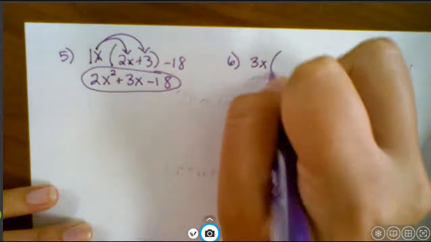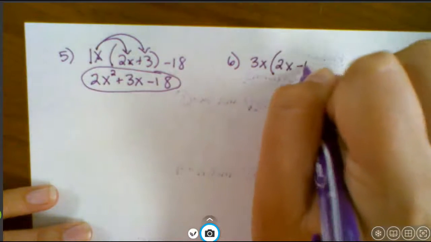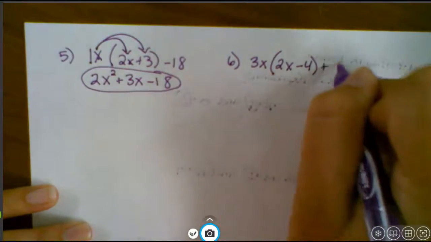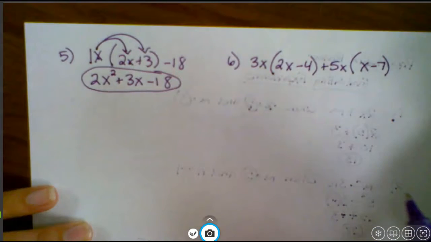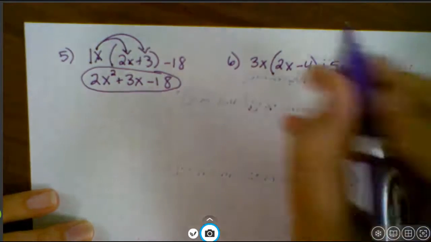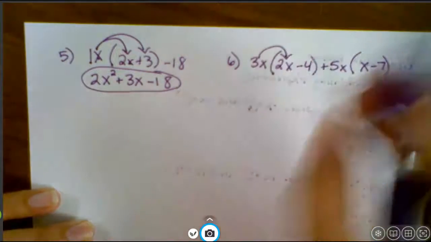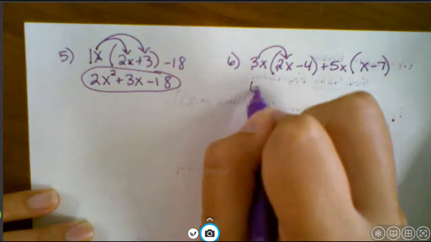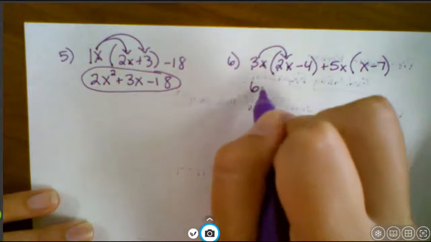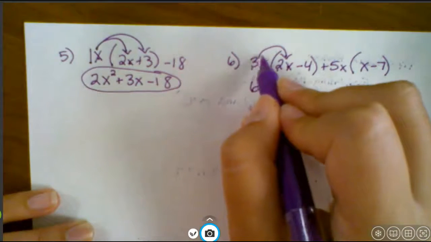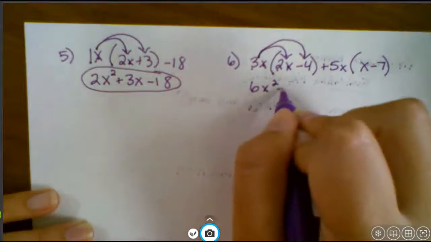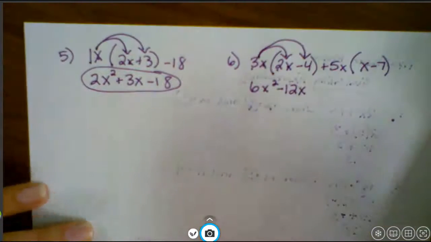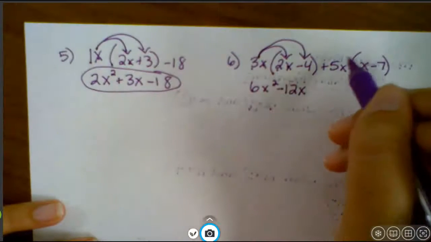I have 3x, open your parentheses, 2x minus 4, plus 5x, open your parentheses, x minus 7. All right, so let's distribute. 3x times 2x. So 3 times 2 is 6. X times x is x squared. 3x times negative 4. 3 times negative 4 is negative 12. Tag on the x.